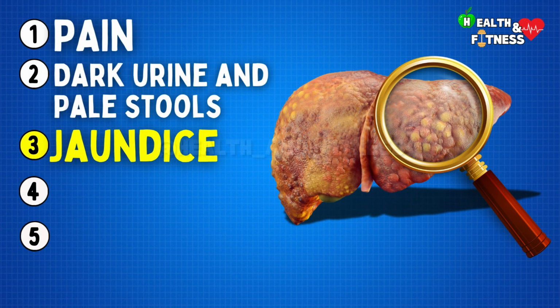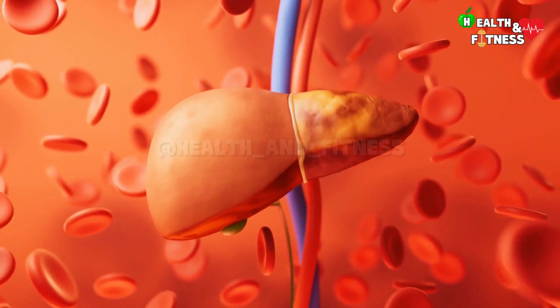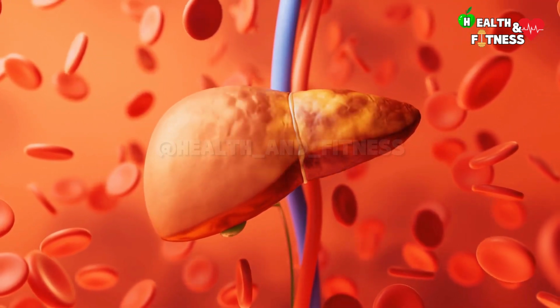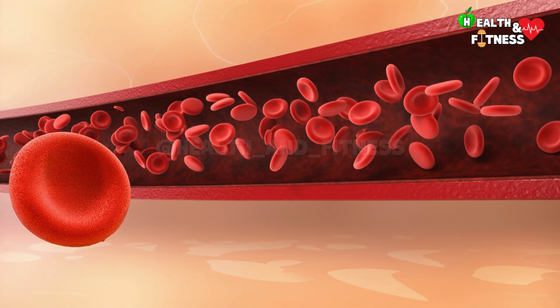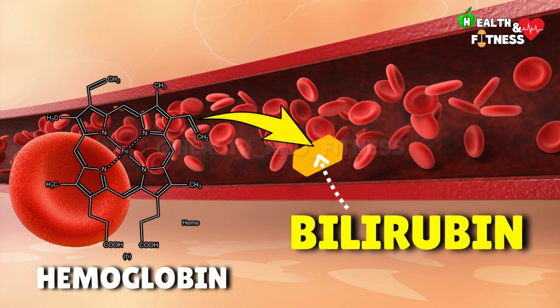Jaundice. The liver, together with the spleen, participates in the disposal of red blood cells that have reached the end of their life cycle. From the degradation of the hemoglobin contained within them, bilirubin is formed, a yellow-orange waste metabolite.